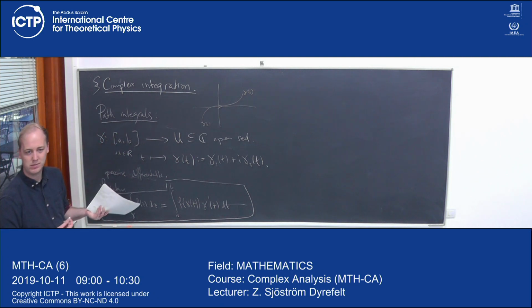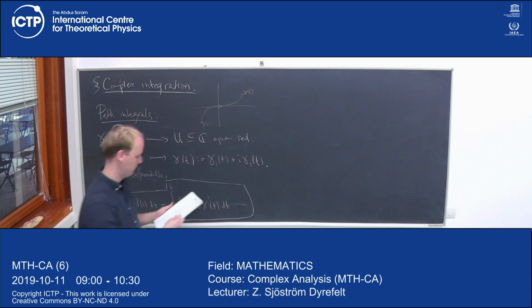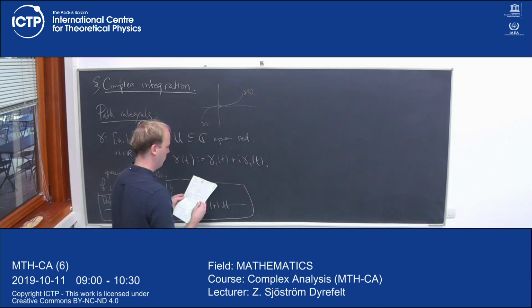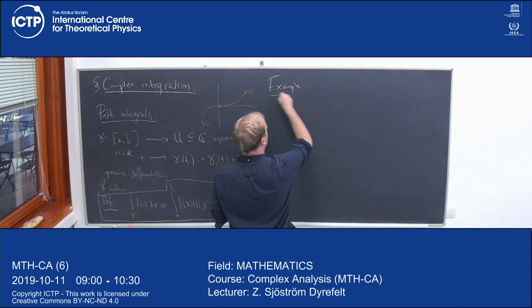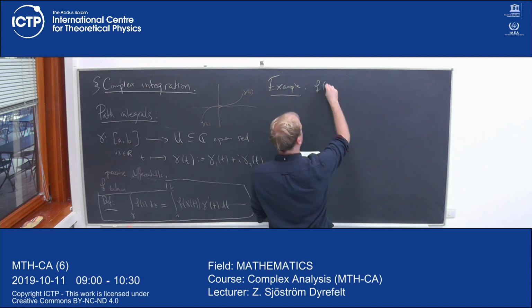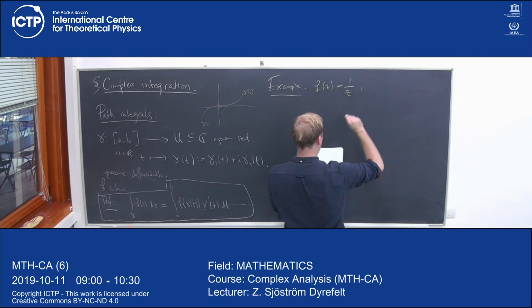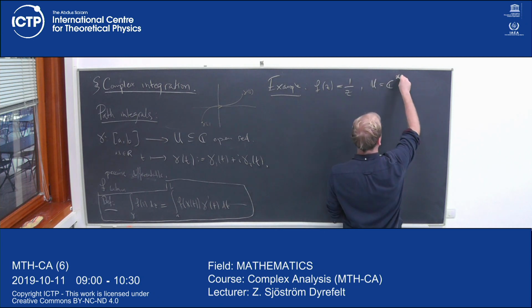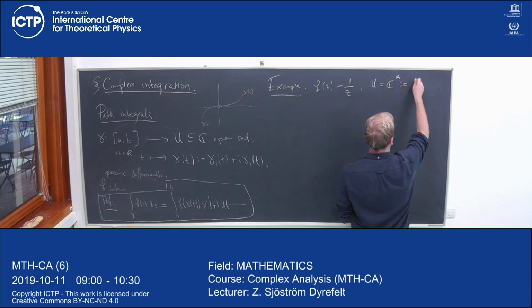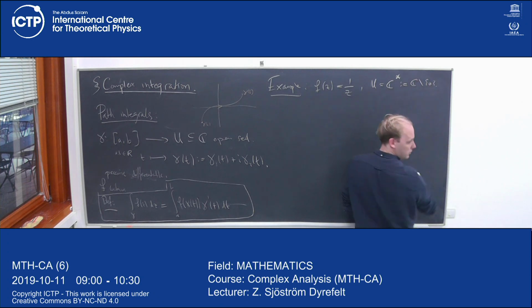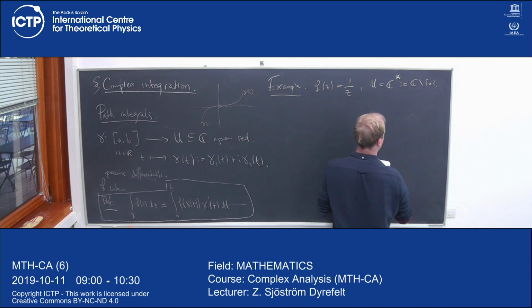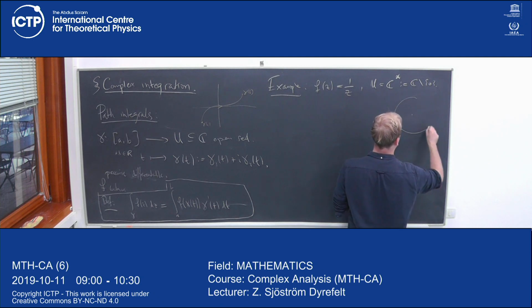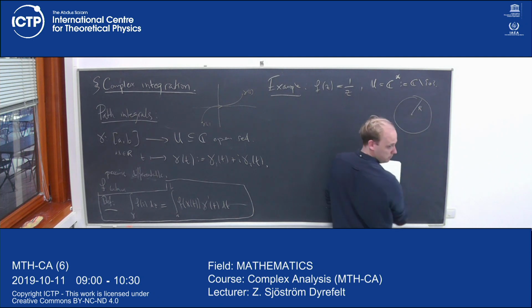Does this look familiar? You have seen this somewhere in your life? Okay. So this is the definition of the integral. Okay, so I can give you one example. So let's take f of z equal to 1 over z defined on U, which is C star, my notation for C with the origin removed. And then you take the path, which is just a circle with radius r.